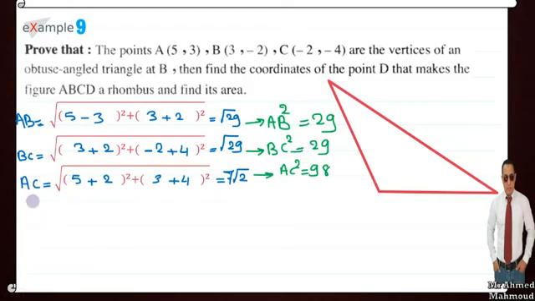Therefore, since AC power of 2 greater than AB power of 2 plus BC power of 2, therefore angle what is obtuse? Angle B.